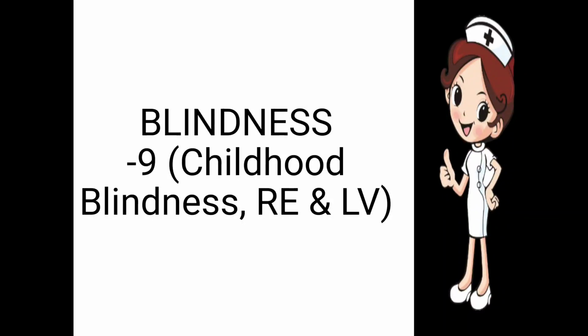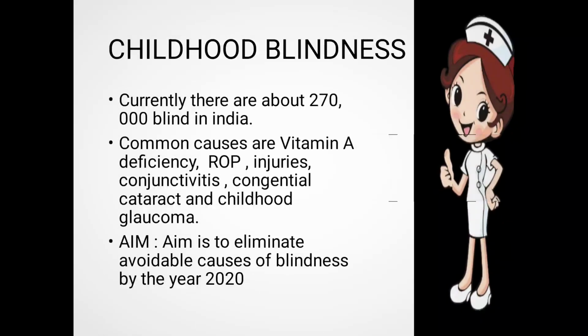Everyone, today I am giving you information on the topic blindness. This one is blindness part 9, in which I will explain the different causes of blindness, out of which we will discuss here childhood blindness. Next one is refractive error and low vision. What is the role of all these things in India?